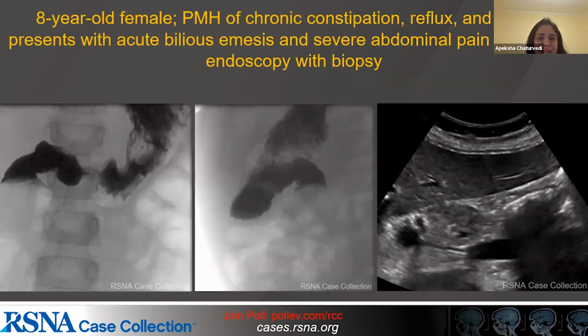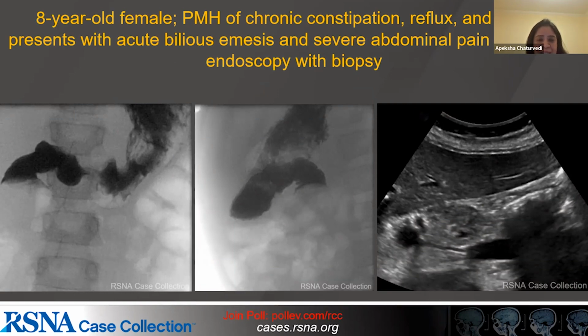This 8-year-old female had a past medical history of chronic constipation, reflux, and emesis, and presents with acute bilious emesis and severe abdominal pain after upper endoscopy with biopsy. So we have 2 images from an upper GI, contrast upper GI, and then we have a single transverse ultrasound image of the upper abdomen. I would ask you to pay attention to this finding here and this finding here.